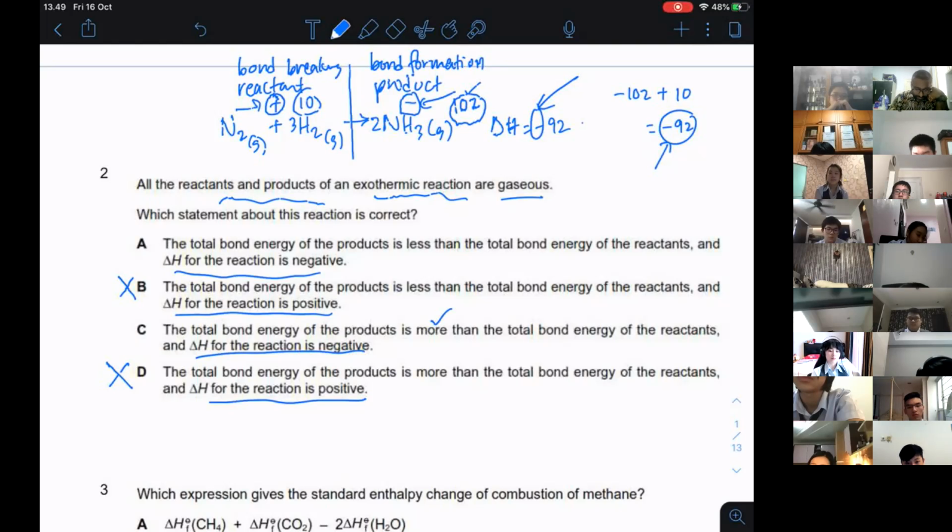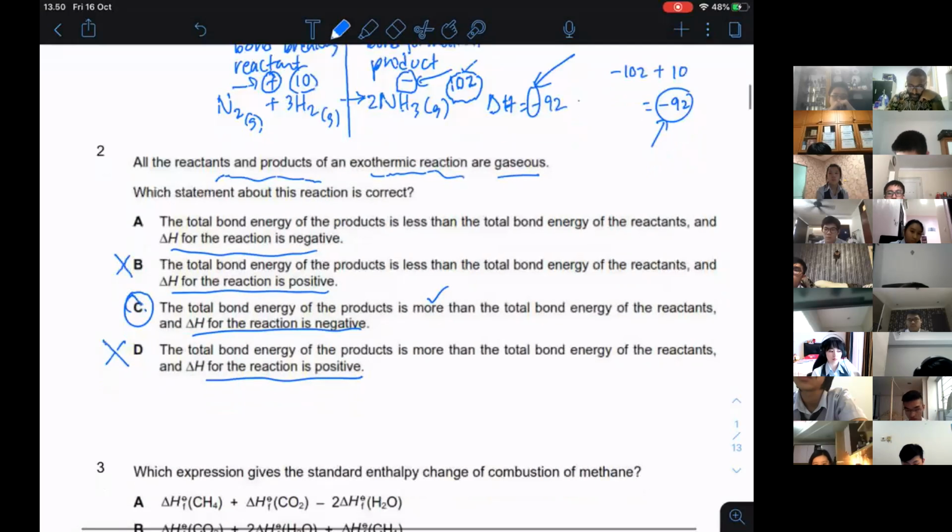Nicholas, can you understand this? Yes, sir. Okay, maybe in future when we come across more questions on this, I will explain to you. I'll come back to you on this. I'm just introducing you to bond breaking and bond formation. If you go on to number 3.